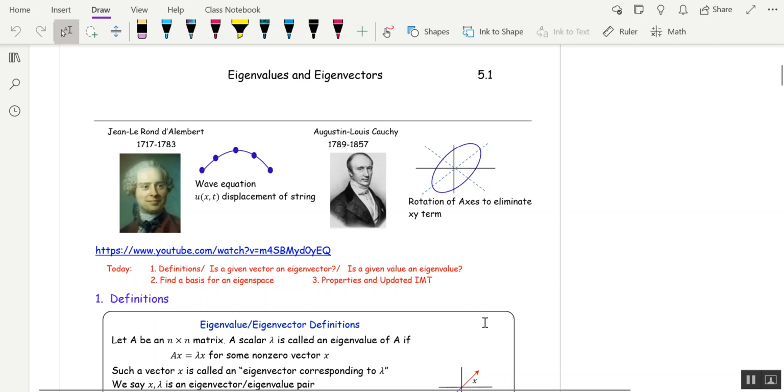Welcome to a new chapter, Chapter 5 on eigenvalues and eigenvectors. Today we're going to talk about eigenvalues, eigenvectors, and define them. They have a rich history.